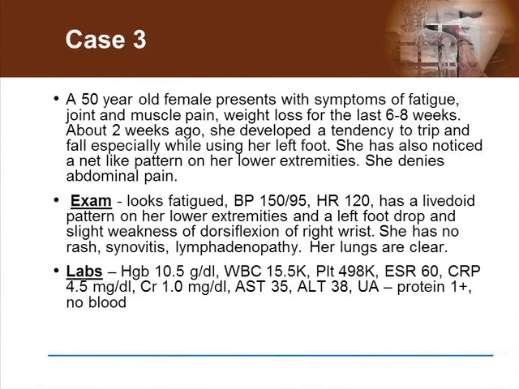A, EMG testing and sural nerve biopsy, and start treatment only if the biopsy shows vasculitis. B, ANCA testing to make the diagnosis of vasculitis. C, renal biopsy for new onset proteinuria and hypertension. Or D, start treatment with high-dose glucocorticoids and cyclophosphamide after reasonably excluding infection. Go ahead and make a selection.